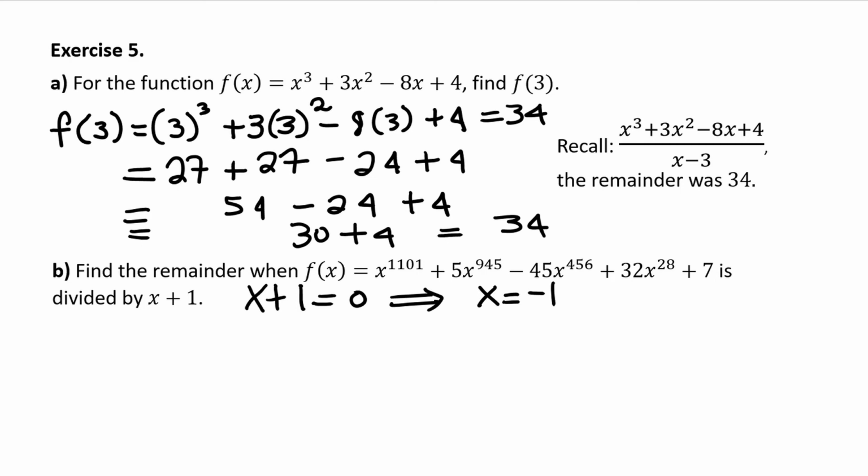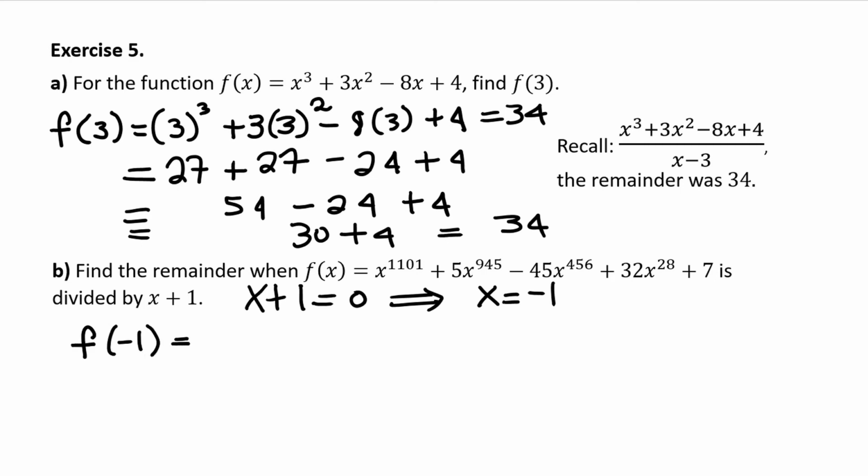You have a couple of choices. You can do polynomial long division. That could take a while. You could also do synthetic division, and that would take almost as long. But with the remainder theorem, we can evaluate the function at -1.